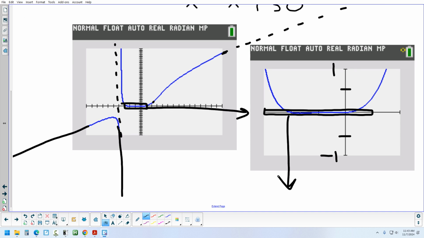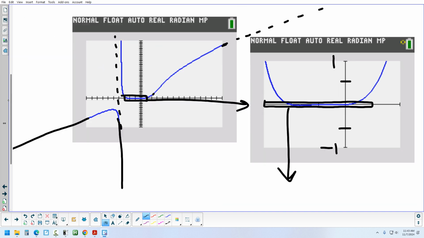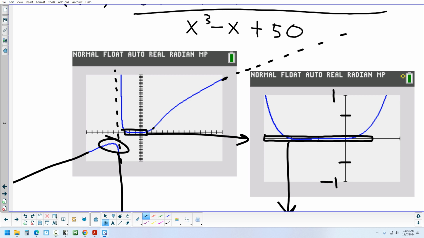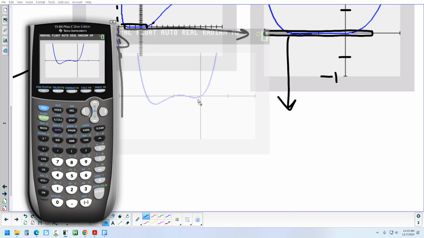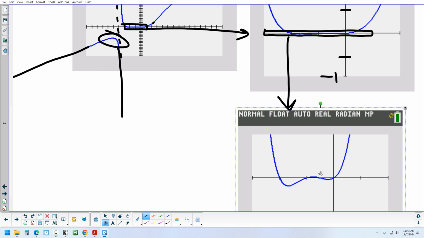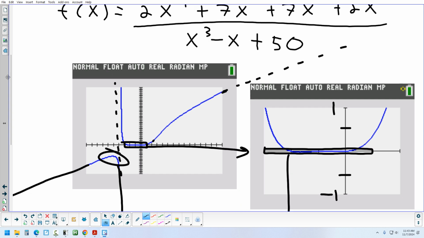So remember, we're looking for local mins and maxes. We knew there was a local max right there. But let's see what happens when we zoom in. Okay. So now when we zoom in, what do we see is really happening? There's 2 mins and 1 max. Right. So that's something you couldn't see at all by looking at the big picture.